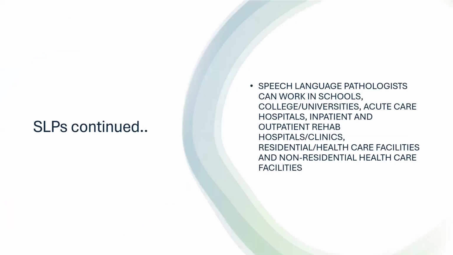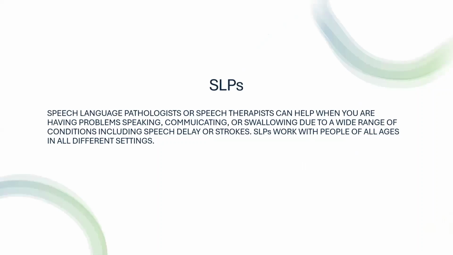So as I said before, we can work in schools, college clinics, universities, acute care hospitals, inpatient and outpatient rehab facilities, clinics, residential healthcare facilities such as an assisted living or a skilled nursing facility, or non-residential healthcare facilities like an adult day program, which currently is what I do when I'm not at Parkinson's Place. I do visit people either in their homes or at assisted livings or adult day programs, and I provide speech therapy for lots of different reasons there.